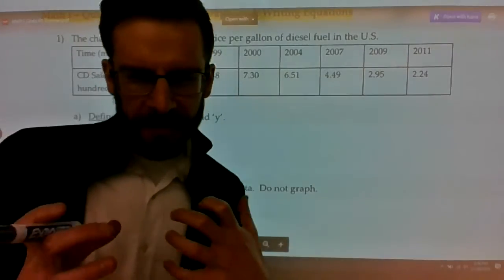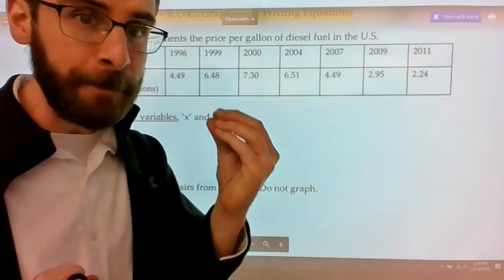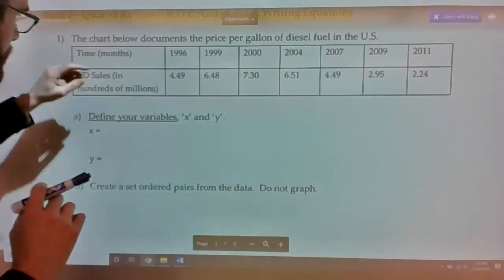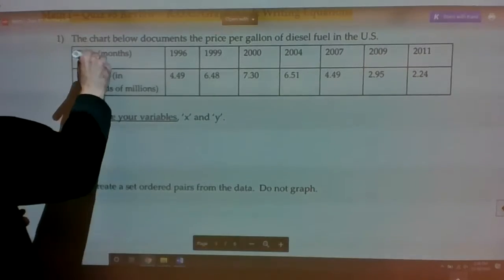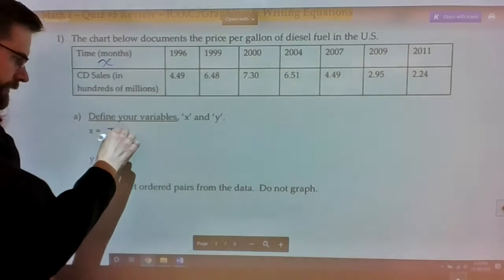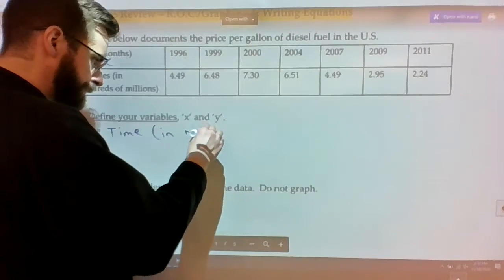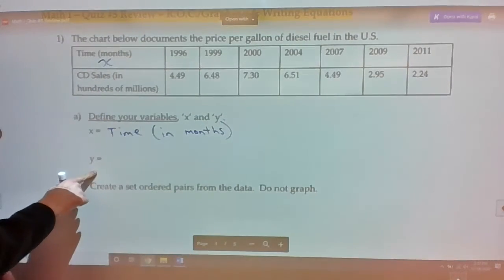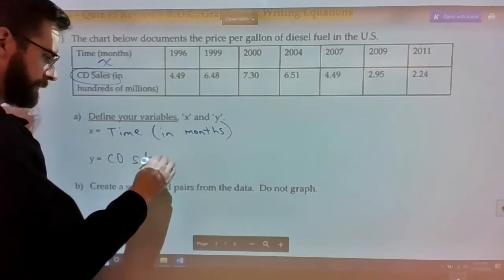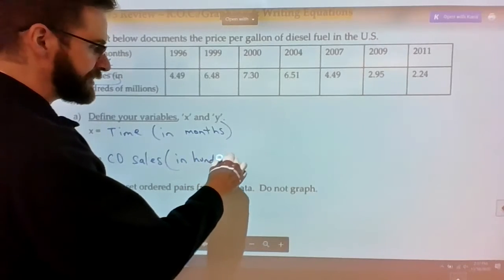To know which one's the x and the y is pretty much a matter of knowing which one's independent versus dependent. Independent x is almost always going to be time when time is given. So time is going to be the x value, and what you would say is in months. For the y value, you're going to say CD sales in hundreds of millions. It's that easy.